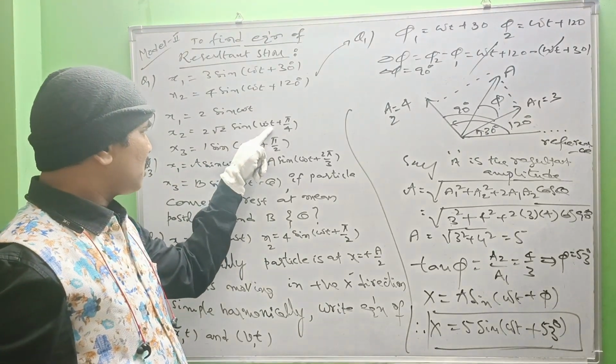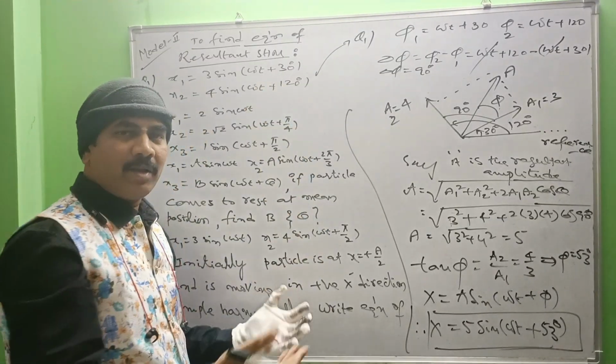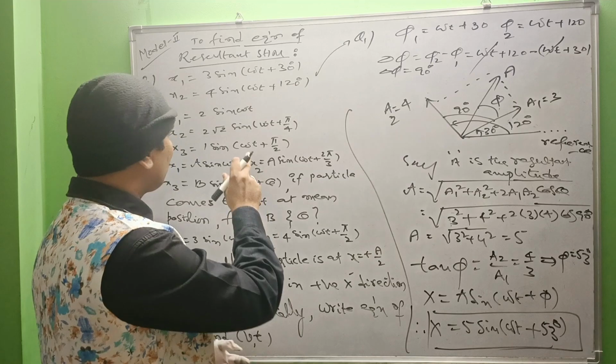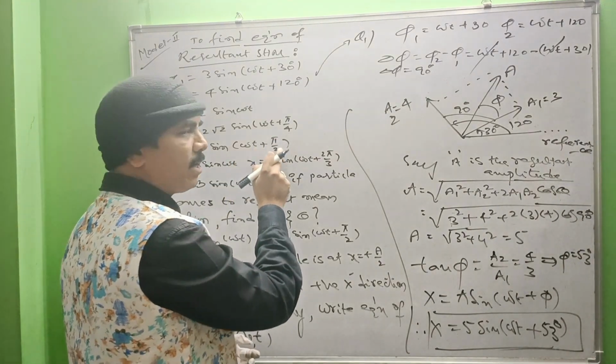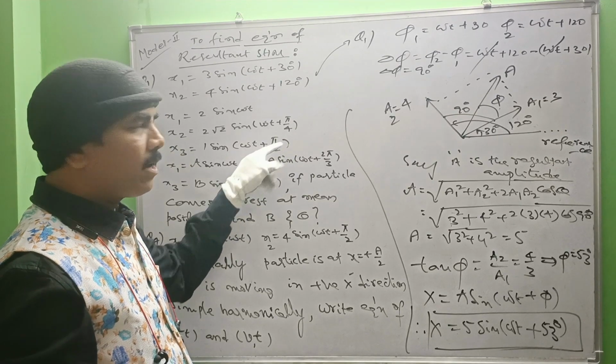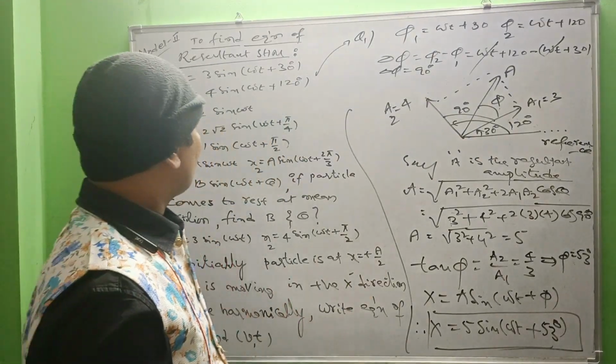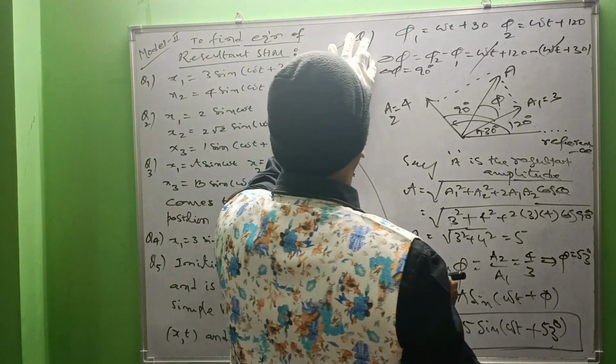Here when t equals 0, what is the initial phase? 0 plus pi by 4, that is pi by 4. Phi 2 equals pi by 4. Coming to the third one, when t equals 0, we are left with pi by 2. So phi 1 equals 0, phi 2 equals pi by 4, and phi 3 equals pi by 2. These are the initial phases. Now coming to question number 2.